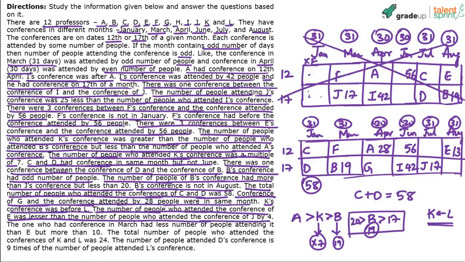That's a direct point. Next, the one who had the conference in March had fewer people attending it than E, but more than 10. So who had the conference in March? Who had the conference in March?